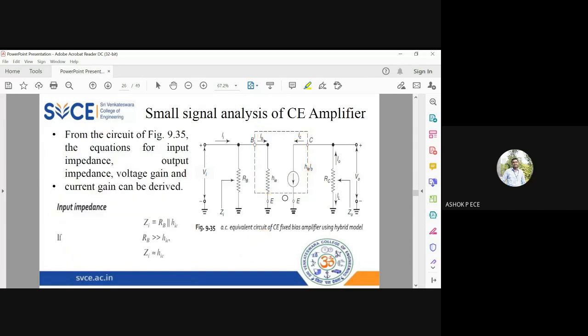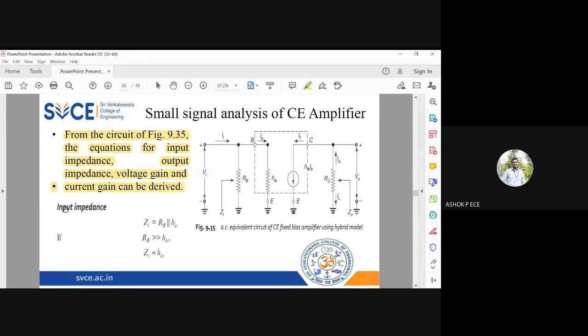Okay, so now see here. This is going to be from this final circuit only. I'm going to measure all the parameters like input impedance, output impedance, voltage gain, and current gain. We are going to measure all the 4 parameters for all the different types of common emitter amplifier with different types of biasing.